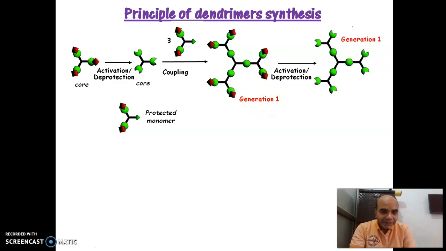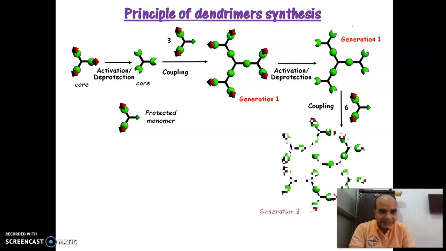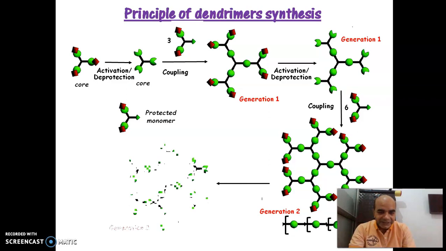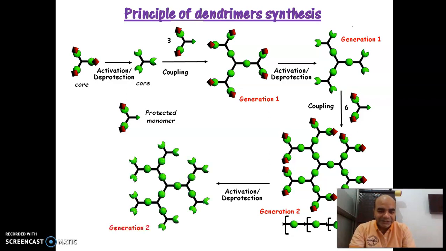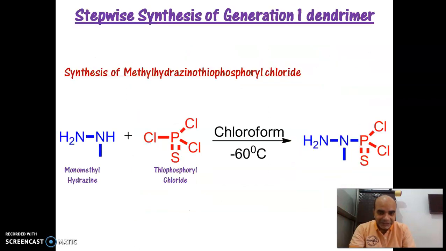So now again the work is the same. We will activate the surface of the generation 1 dendrimer and again do the coupling with the same reagent to have 12 branches. Now again in generation 2 the branches are doubled. It's from 3 to 6 to 12. Then again we will do the activation and it will lead to generation 3 dendrimers, and so on, it will grow. So this is the main principle behind the synthesis of dendrimers. In the next slide I will show it.